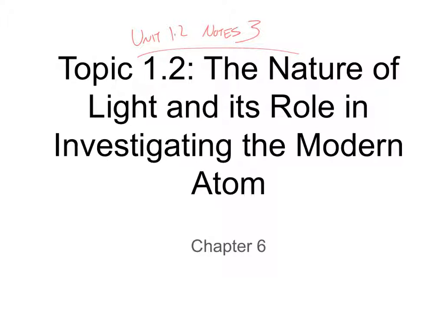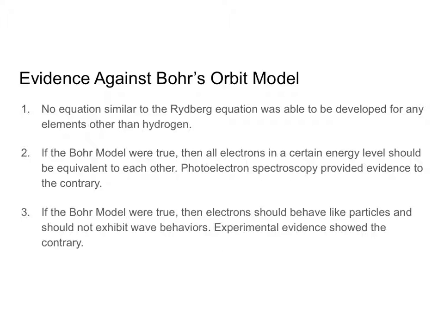So the unit 1.2 notes 3 has to go back over and review the photoelectron spectroscopy, or PES, material that you covered when you went over the POGL. But there are a couple of things we need to talk about in terms of why Bohr's model doesn't necessarily work, and I have some evidence to support that, and why PES is a significantly better way to go about identifying where electrons are around the nucleus of the atom.